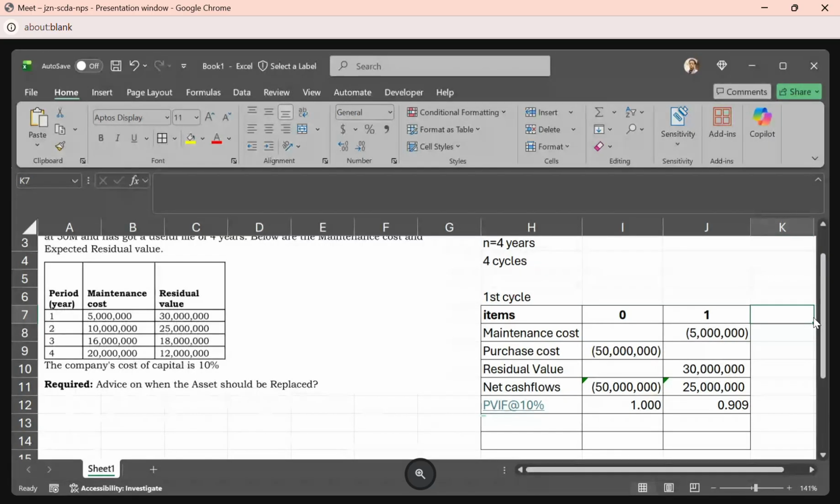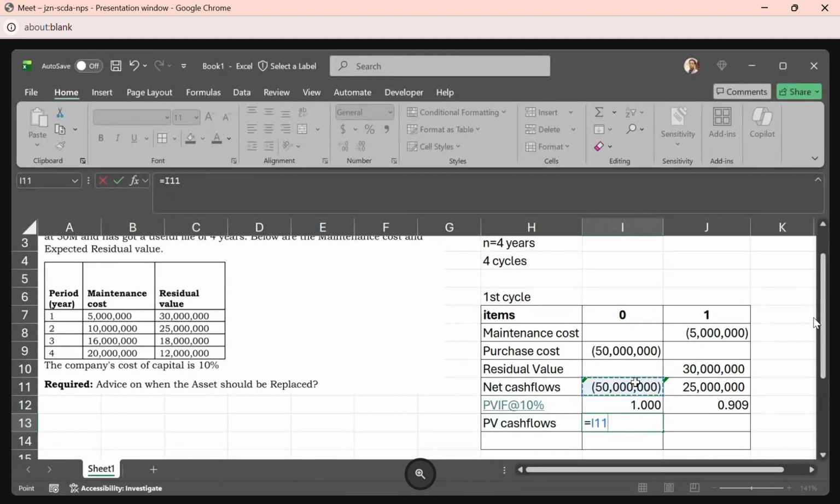Okay, now I'm saying the present value of our cash flows. The present value of our cash flows is equal to how much? It will be this 5 million.